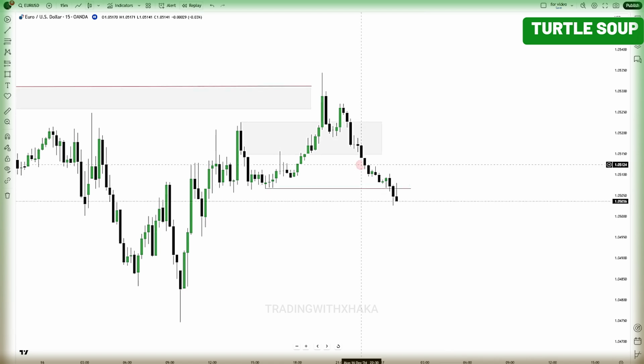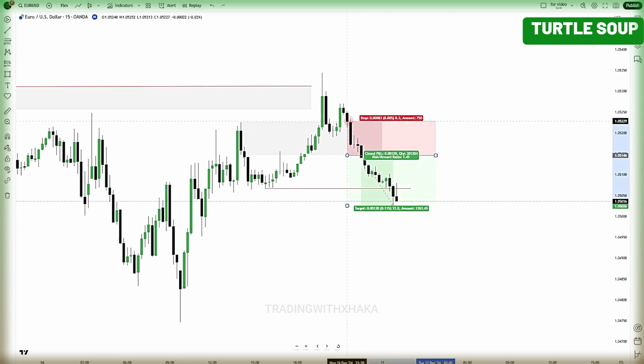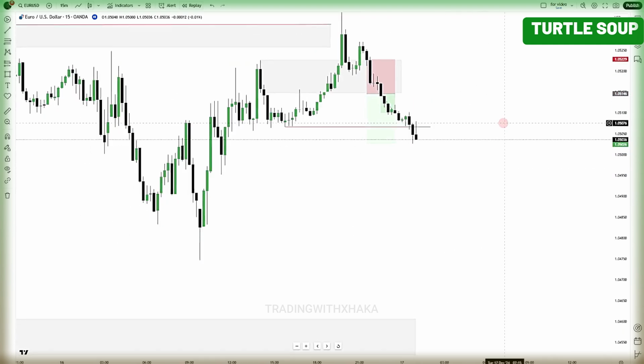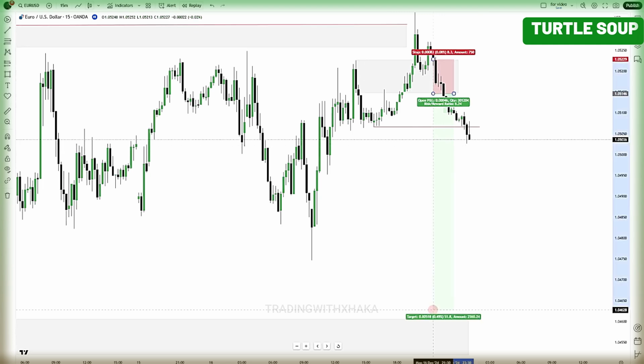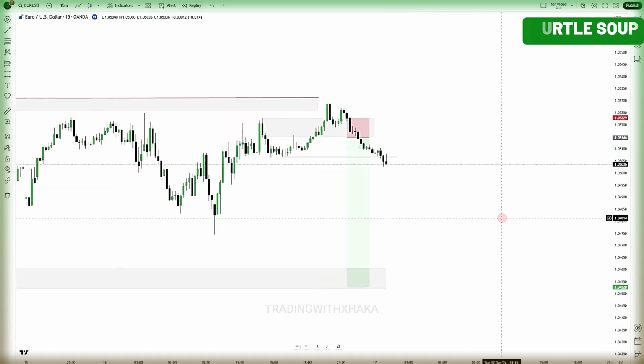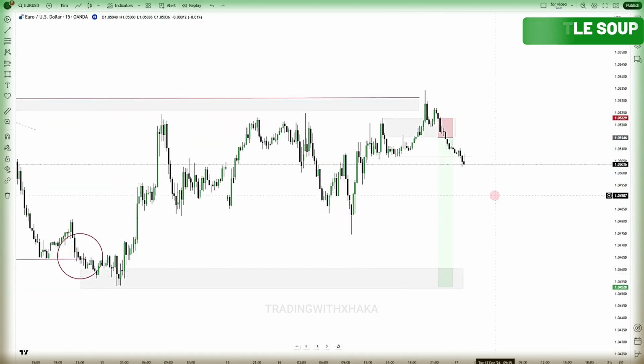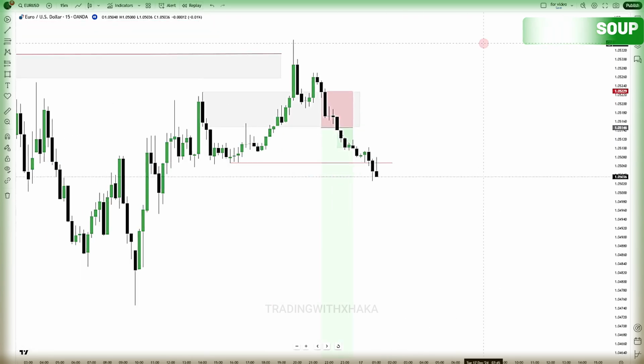This fair value gap, I will ignore it. I'll use this as my entry. We are going short here. Stop above this left shoulder, and my target will be at this point. This external buy side liquidity. That's my target. So let's see if we get involved.